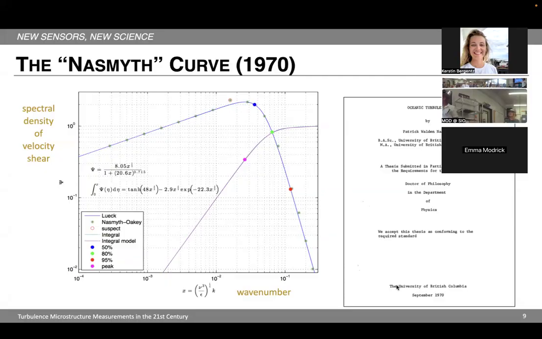And so this is what I was plotting in that other picture, where this is the vertical wavenumber spectrum of shear, and this is this person Nasmyth. The year before I was born. You have this theoretical form, and then this wavenumber is the Kolmogorov wavenumber. So that's what we're always trying to measure with our instruments.